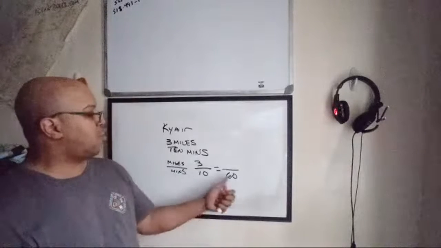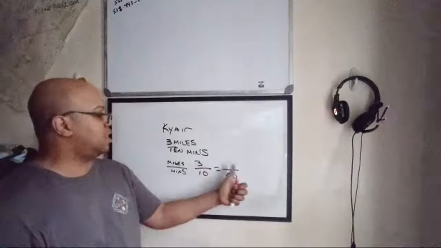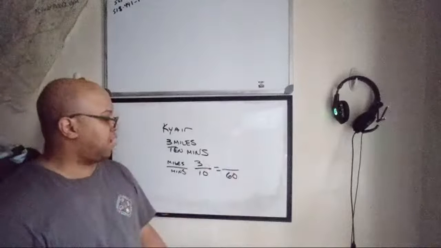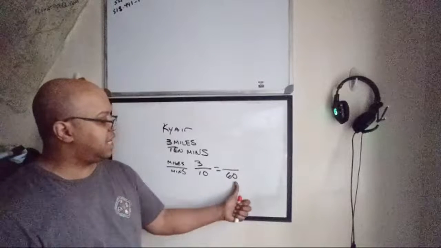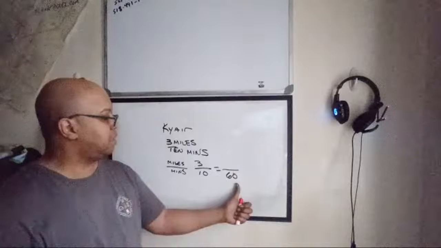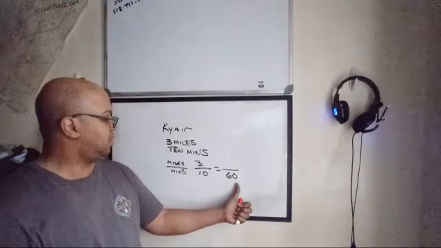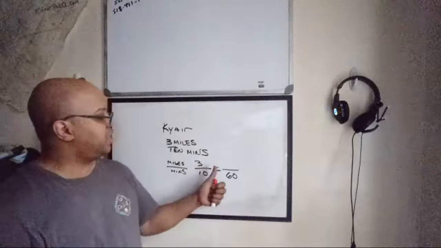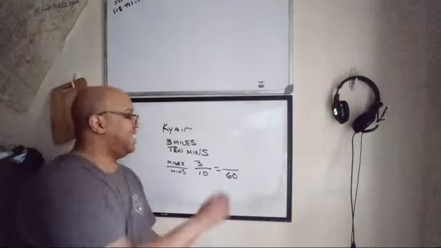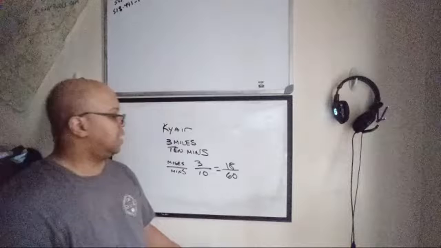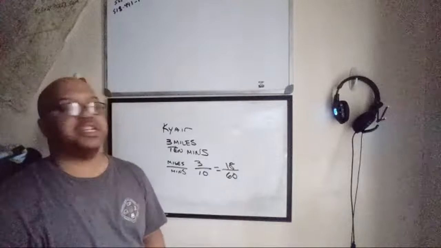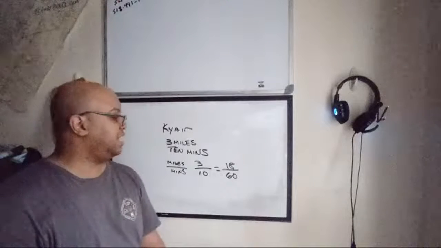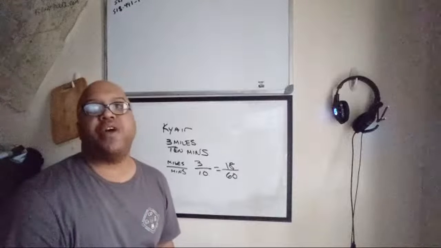Now you can cross multiply and divide, or you can just directly multiply. You can look at the difference between 10 and 6. We multiply 10 by 6. If we multiply 3 times 6, which is 18, boom. And it's also an equivalent fraction, guys. 3/10 and 18/60. They're equivalent fractions.